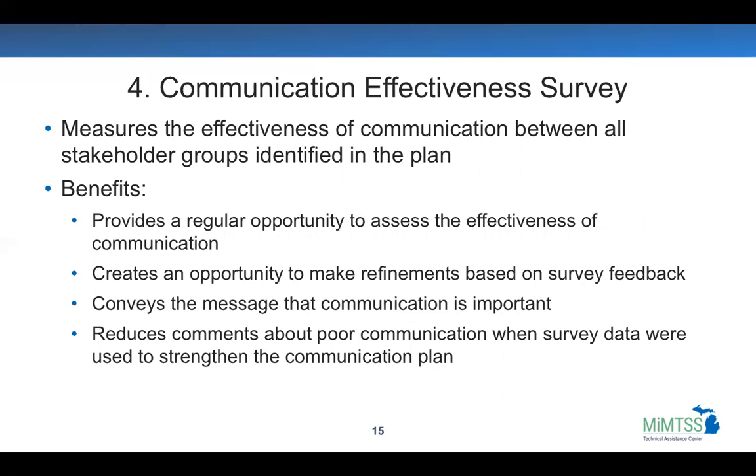The last component of a communication plan is the development and use of a communication survey to measure the effectiveness of communication with all identified stakeholder groups. Use of a survey will help the DIT determine to what degree communication is effective, as well as identify any areas for improvement. By asking stakeholders to provide feedback about communication, it shows that good communication is important to the district. It also reduces the likelihood of comments being made about poor communication when the results are used to improve the plan. Consider collecting this data 1 to 2 times a year, but at least annually.